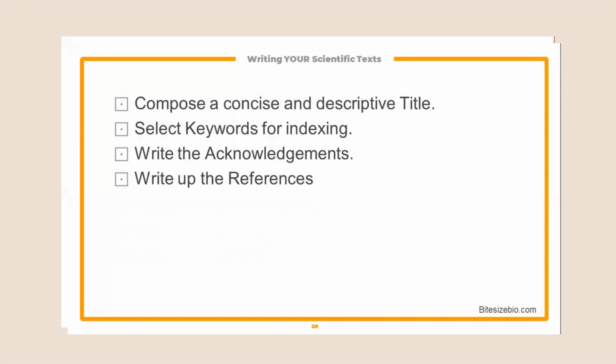Compose a concise and descriptive title. A 10 to 15 words title is enough. This should express your subject and your variables. Select keywords for indexing. Five keywords are enough for your paper to be indexed properly based on standards. Write keywords which are directly related to your full study for your readers to locate your study easily.